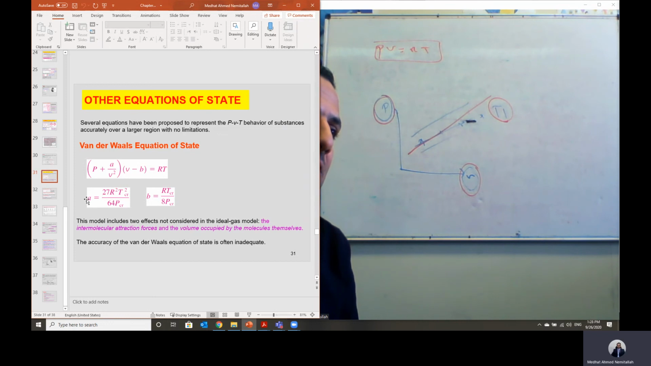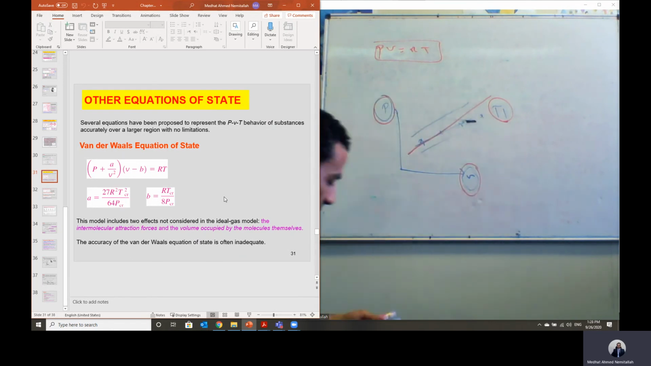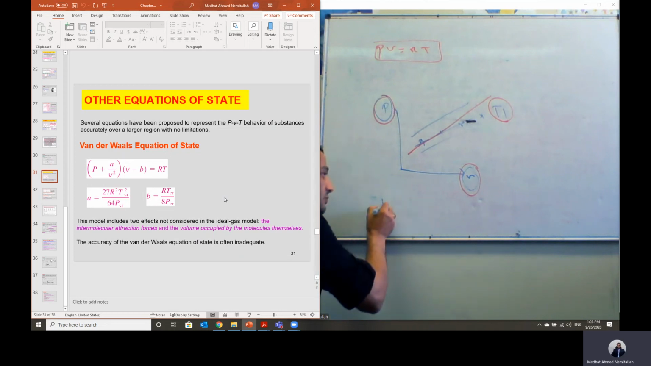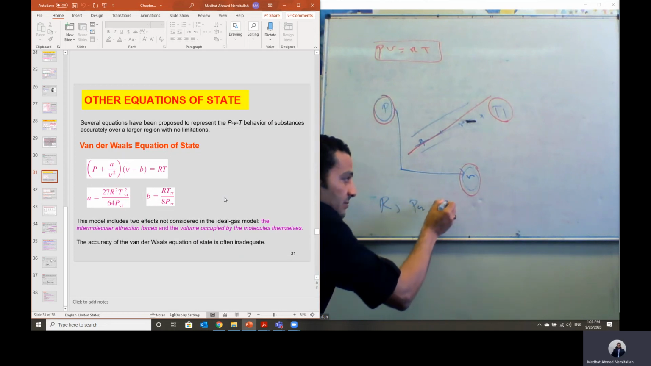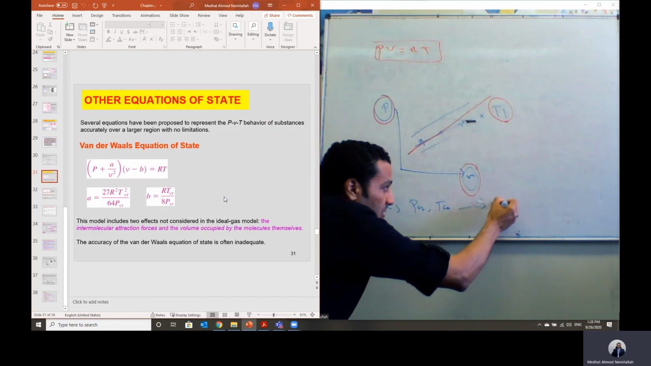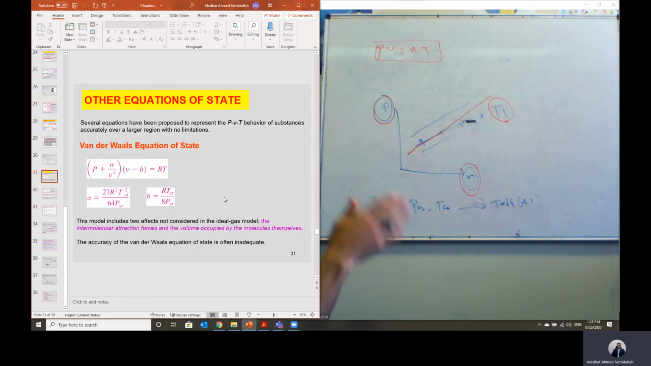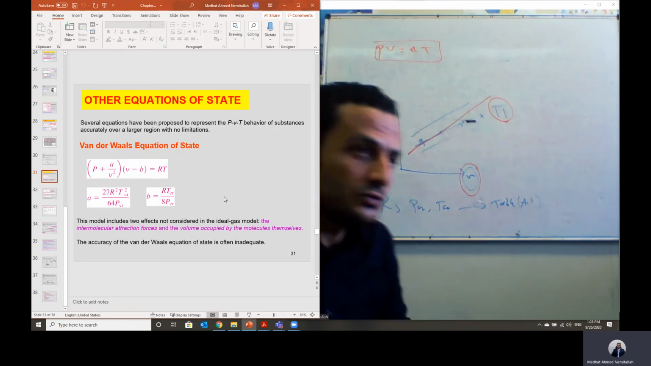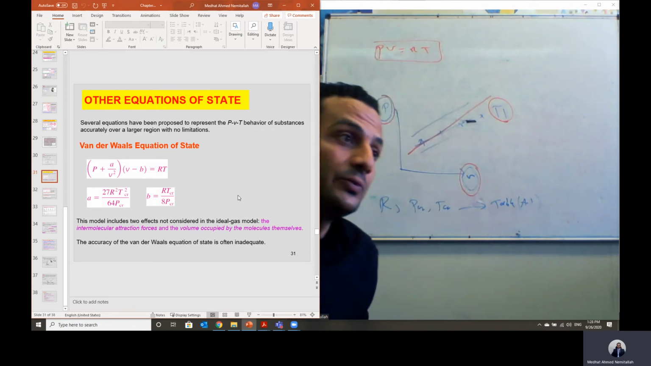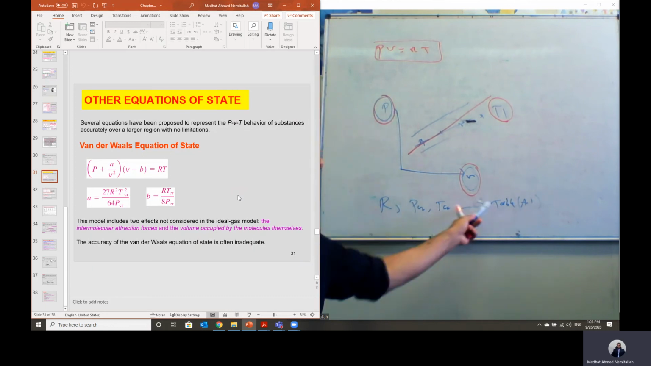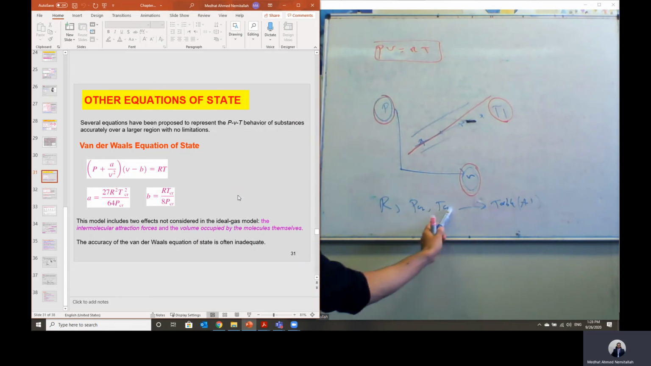The parameter a is equal to 27 R squared multiplied by the critical temperature squared, divided by 64 times the critical pressure. You need the value of the gas constant R, the value of the critical pressure, and the value of the critical temperature. All of these values can be taken from table A1. From table A1, you will see a list of gases there. So depending on the working fluid, depending on the problem you have, you can just go to table A1. You will get the gas constant R, the critical pressure, and the critical temperature.